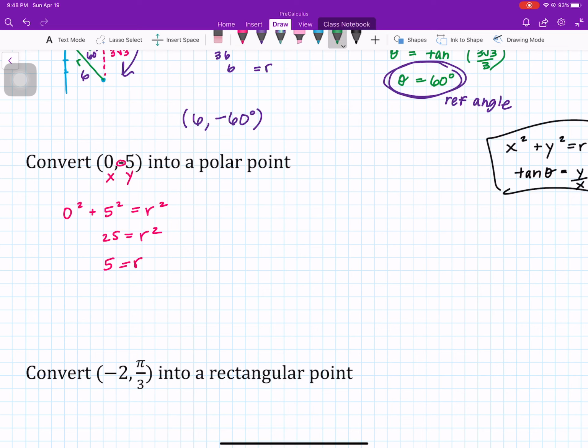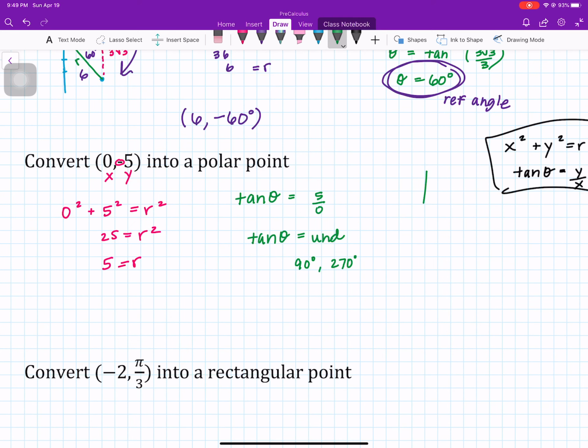Now I could figure out my angle, and some of you might already realize what it is. So I have the tangent of theta has to equal y over x, so 5 over 0, which is undefined. The tangent of theta is undefined. So now you have to remember your special angles if you're going to do this. Which angle gives you an undefined tangent value? It's either a 90 or a 270, because that's where the cosine is 0. Remember this bad boy?